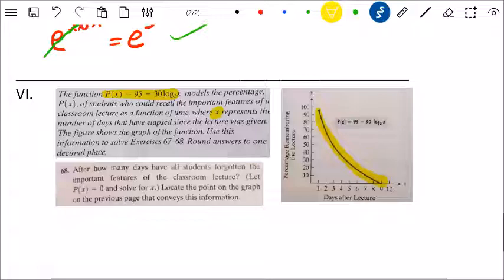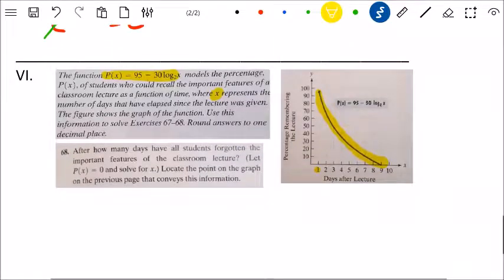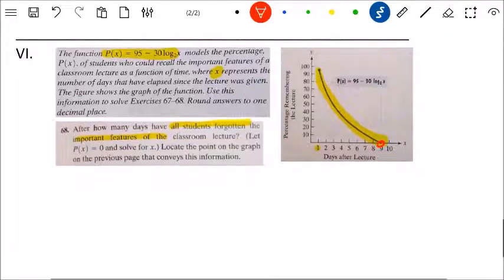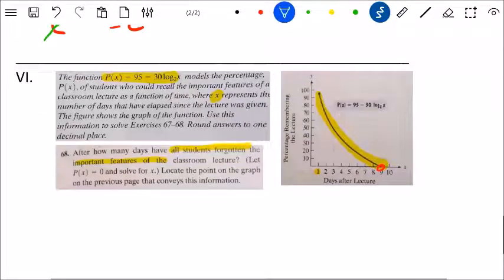And this shows that after 1 day, there's about 95% that's remembered. And after 2 days, it looks like it's down to about 80. And let's say over 5 days, that means students only remember about 30% of it. After 9 days, they don't remember anything. Okay, so let's see. After how many days have all students forgotten the important features? All right, so to some extent, we can see that on the graph here. We can see that should be a 9. But let's do it algebraically here.